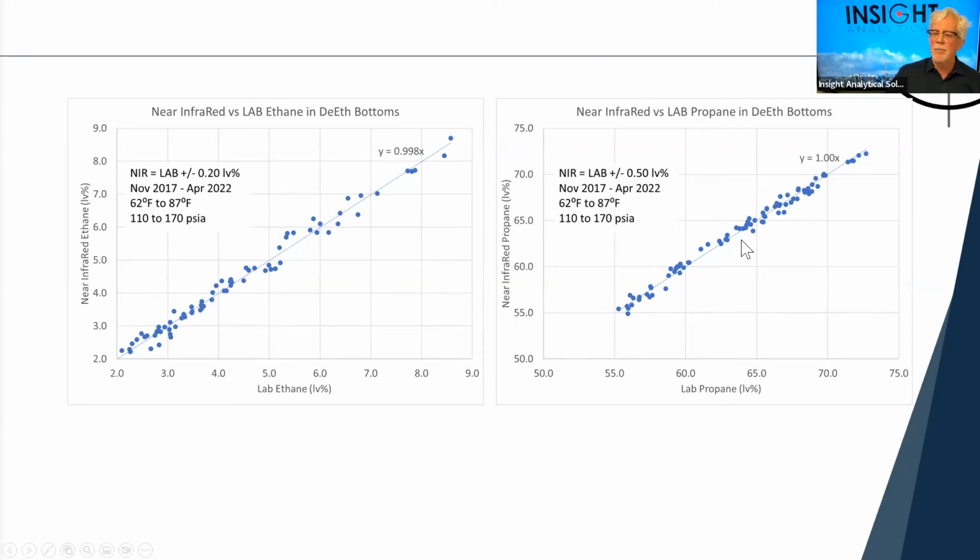Similarly, results for propane on a DF bottoms as well. So usually the critical control parameter here is ethane to propane ratios. So it allows us to provide real-time control of DF bottoms.